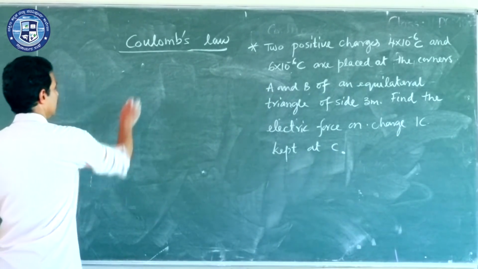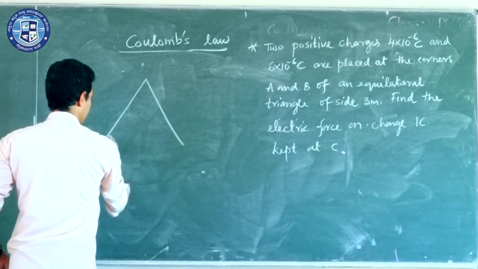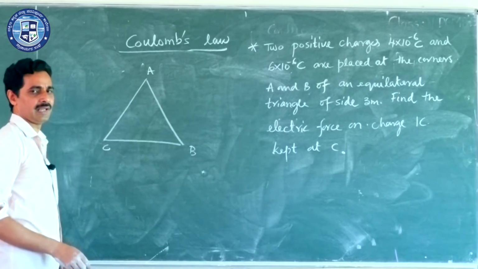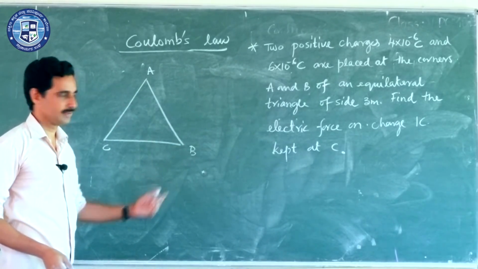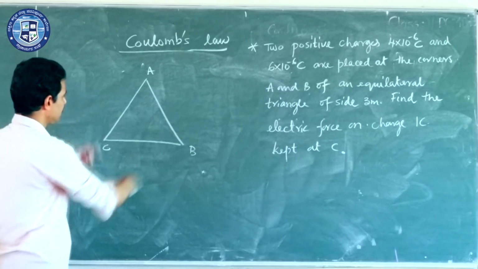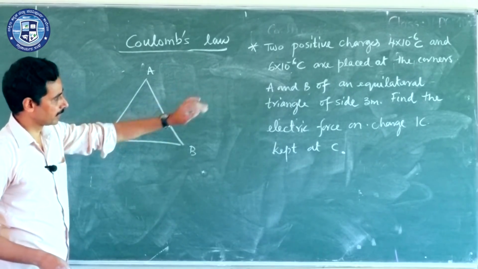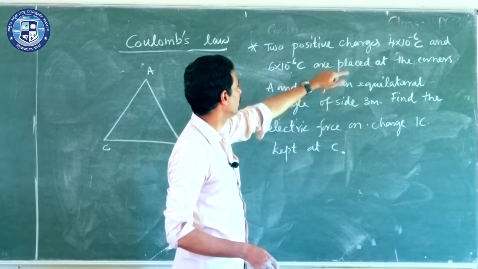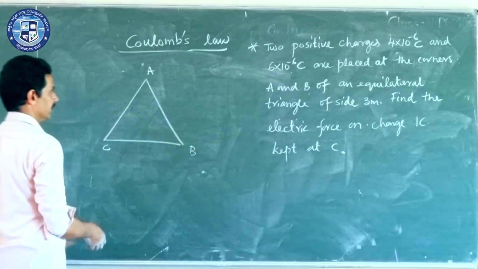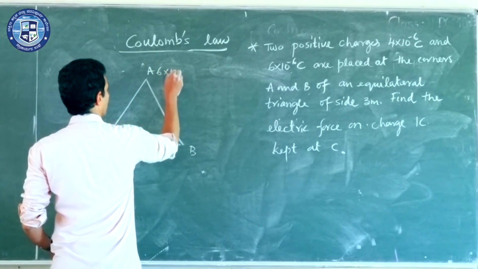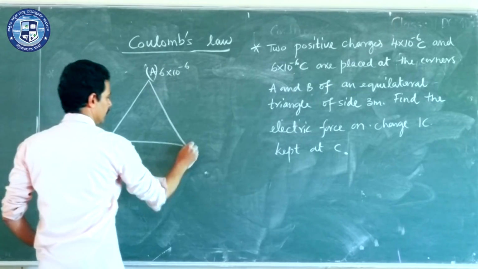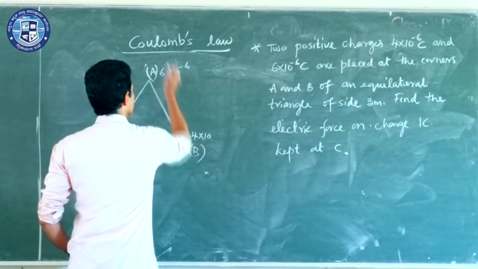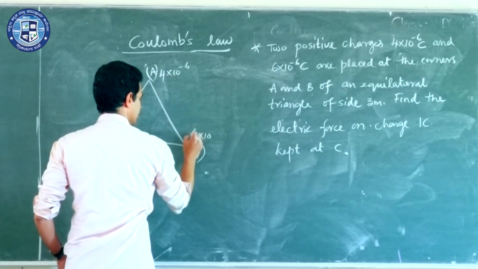So you draw an equilateral triangle and name it as A, B, C. You have the freedom to name it anywhere, but for the time being we will follow this. This is how I name. You can name A, B, C anywhere, but keep the charges at the particular places, and we will place 6 microcoulomb and 4 microcoulomb at corner A and B. Let this be 4 microcoulomb, let this be 6 microcoulomb.